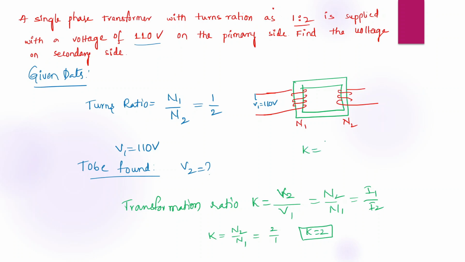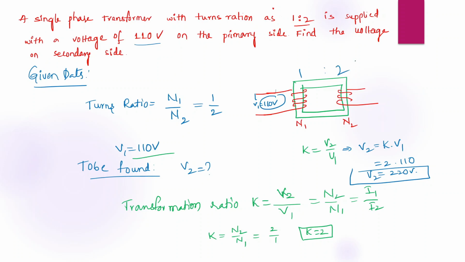K equal to V2 by V1. We have the V1 value which is equal to 110. Let us substitute the V1 and K values here so that we can get V2. V2 equal to K times V1. K is 2, V1 is 110, so it is 220 volts. So here the secondary voltage is 220 volts. You can simply say that 110 is on the primary and the turns ratio is 1 is to 2, so this voltage will be doubled. 110 volts on the primary will be 220 volts on the secondary side. That means this type of transformer is a step up transformer.